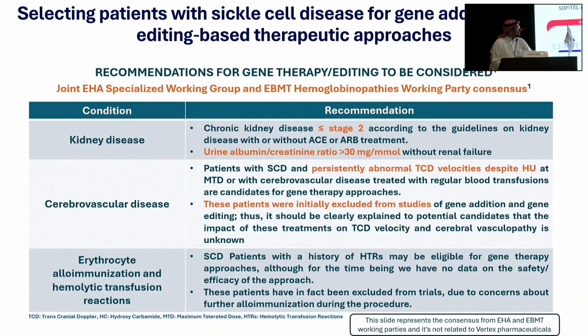Kidney disease, cerebral vascular disease: we know these types of patients were initially excluded from the trial, but they put a recommendation here. If the patient has an abnormal transcranial Doppler, you can still take the patient, but for the gene therapy, we need to discuss with the patient the benefit and toxicity. Alloimmunization was also one of the exclusion criteria in the previous clinical trial. Still, they mentioned that if the patient has alloimmunization, they can be eligible for gene therapy.